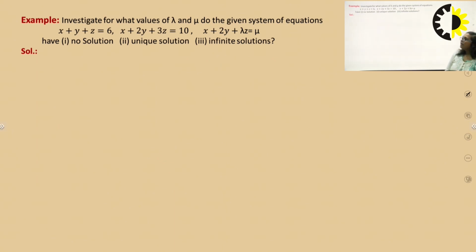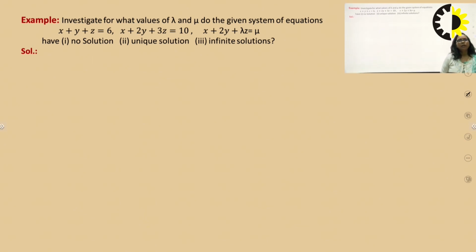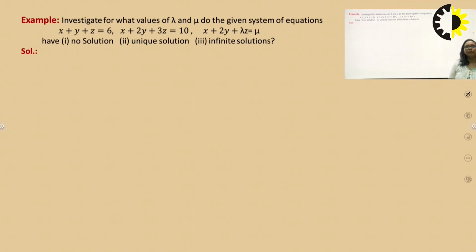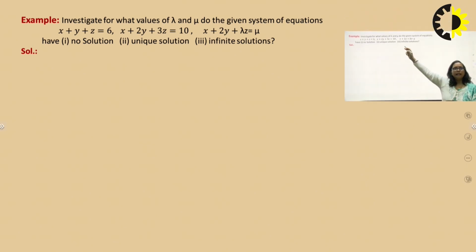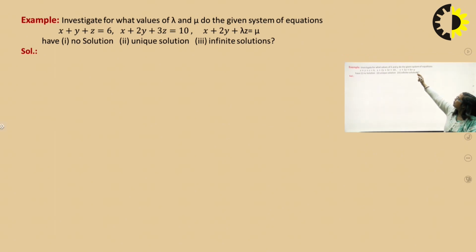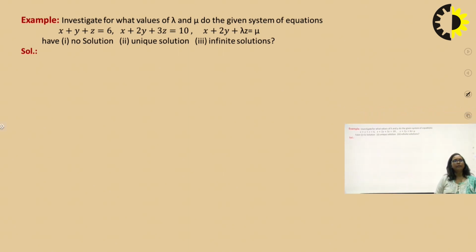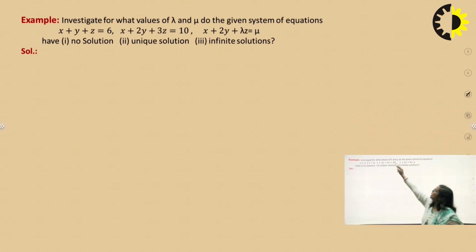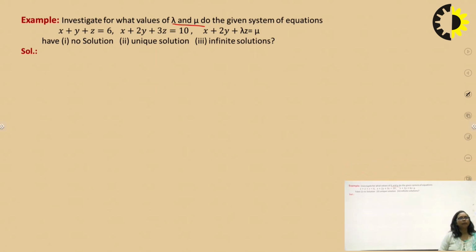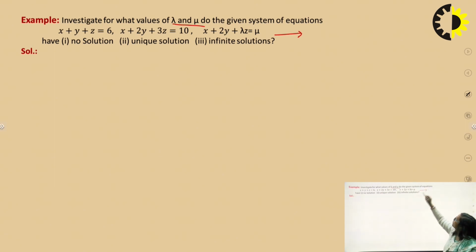The first one: investigate for what values of lambda and mu the given system of equations x plus y plus z equal to 6, x plus 2y plus 3z equal to 10, and x plus 2y plus lambda z equal to mu have no solution, unique solution, and infinitely many solutions. So what we need to do is check the values of lambda and mu on those. If you look at these equations, it's clearly seen that they are non-homogeneous systems of equations, since the right hand side has some non-zero elements.